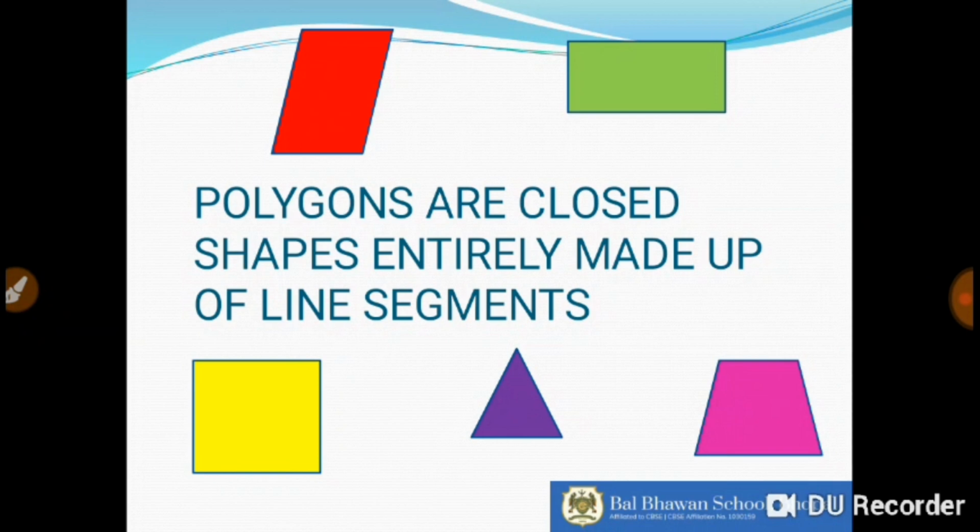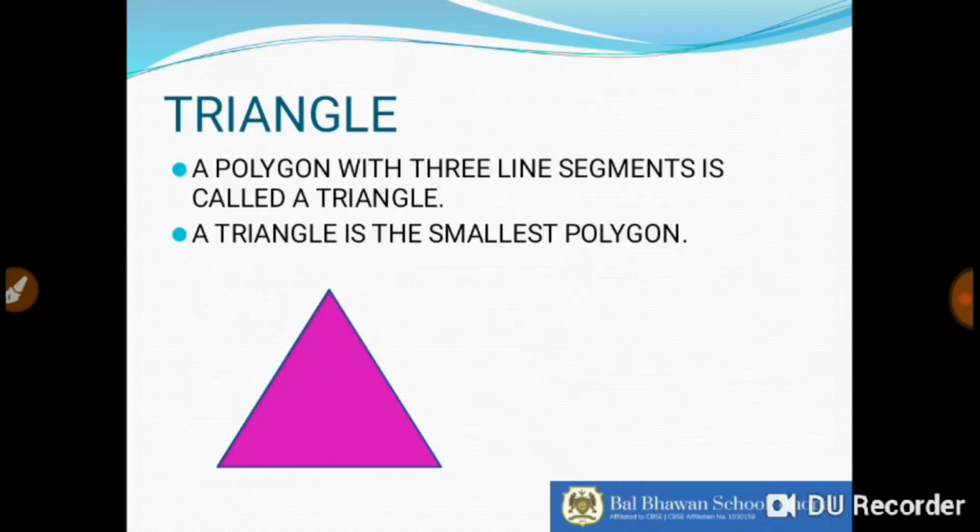Children, can you imagine that we can form a closed shape with the help of one line segment? I don't think so. Can we form a closed shape with the help of two line segments? Not at all. So the minimum number of line segments required for making a closed shape are 3 line segments. So our first polygon is a triangle. So let us study about triangle in detail.